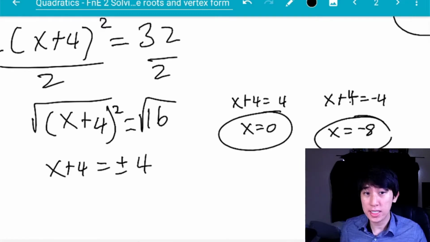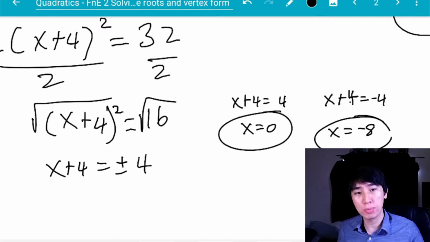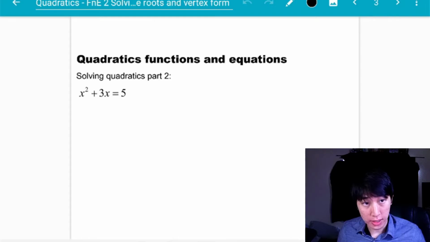You protect your parentheses, get rid of everything else first, and when you square root both sides, you have to get rid of your squared, and you have to use plus or minus. Okay, that's basically it. Now, let's try another one.